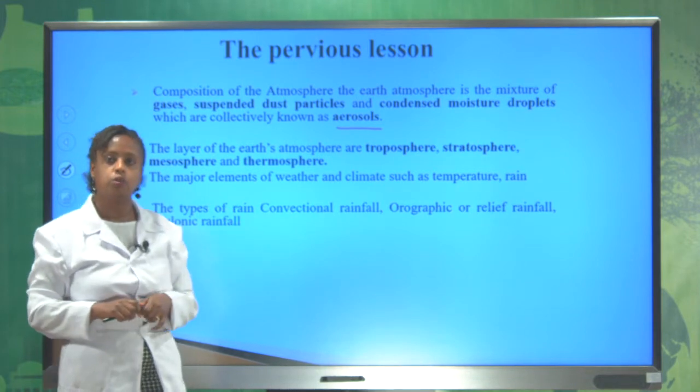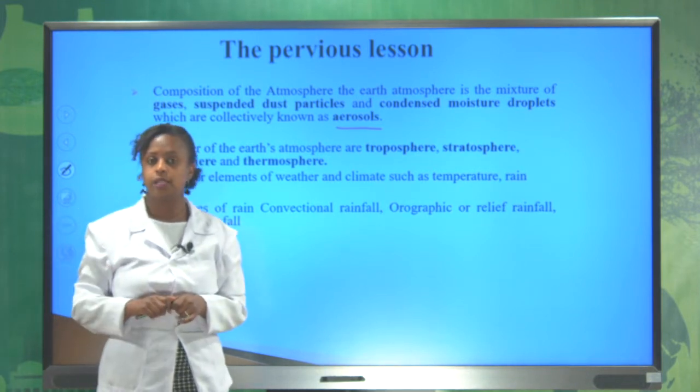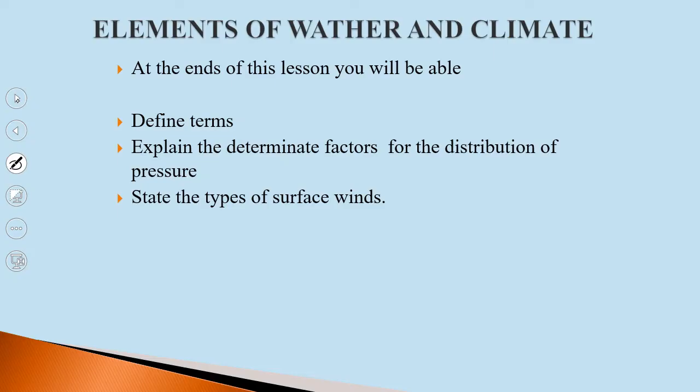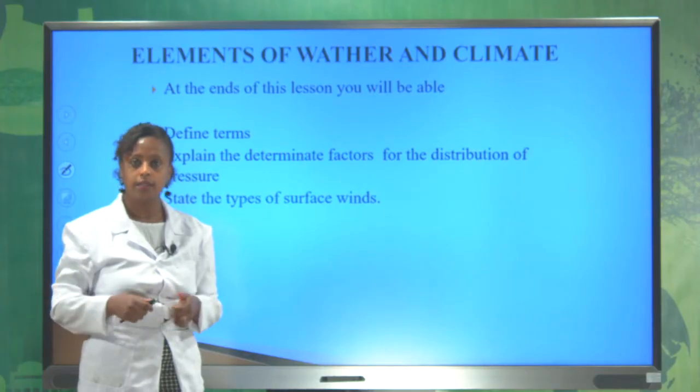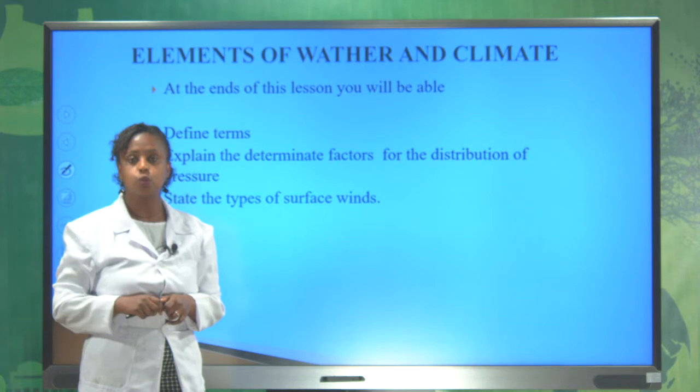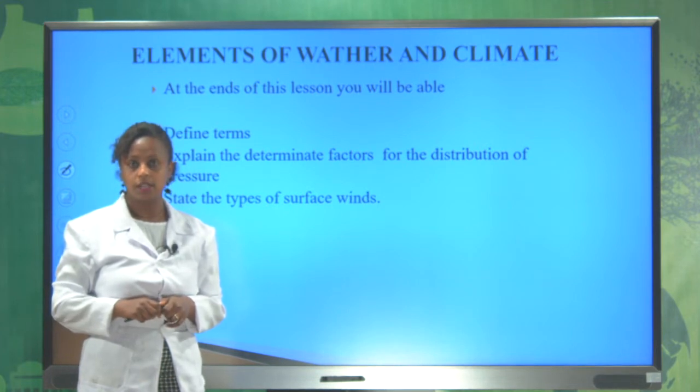Today we are going to discuss the other elements of weather and climate: pressure, wind, and cloud. At the end of this lesson, we will define terms, explain the major determinant factors for the distribution of pressure, and finally state the types of surface winds. Students, are you ready to start the lesson? Good.